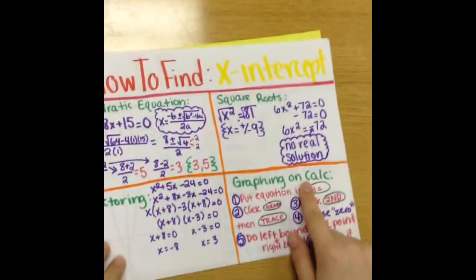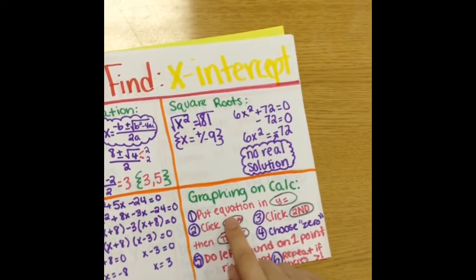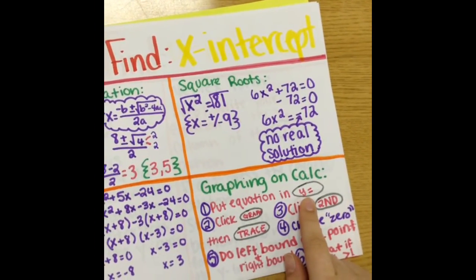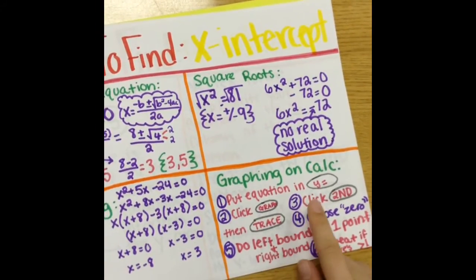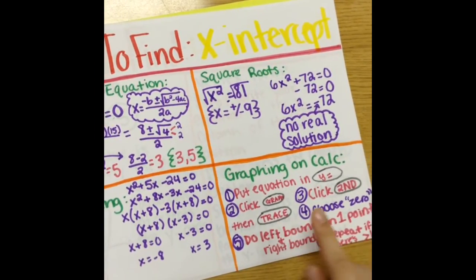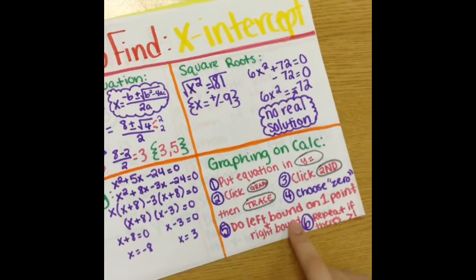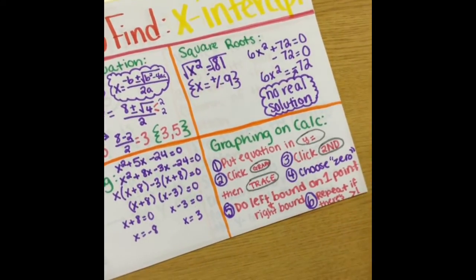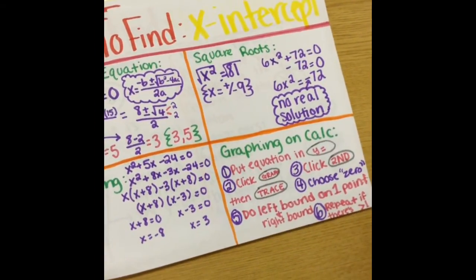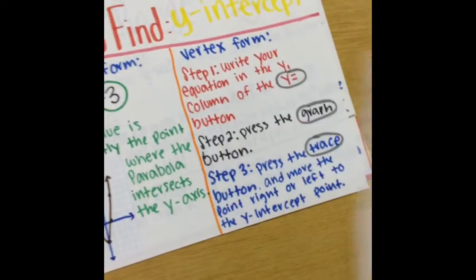To graph on the calculator for the x-intercept, you put in y equals. You click graph, click second, and then trace, and then choose 0, and then do left bound on one point and right bound, and then enter. Repeat if there is more than 1.